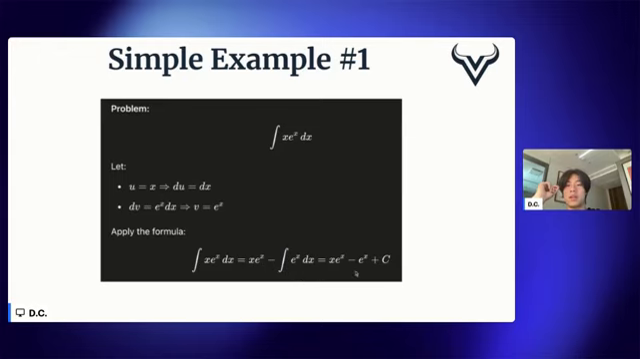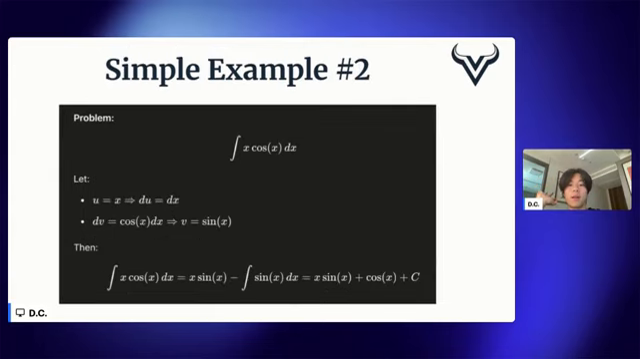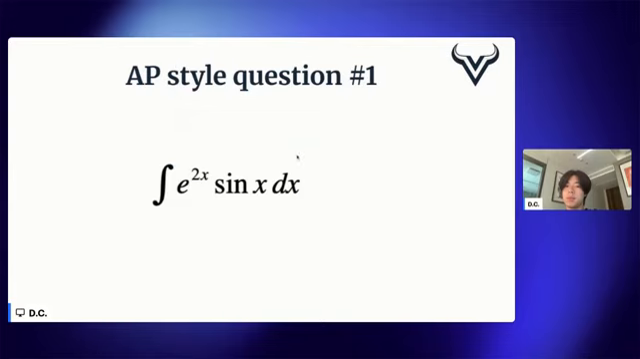You'll see that this is just simply plugging in. This one is similar. If there's an x, identify it as u always, and then cosine x becomes dv, and after integration v is sine of x. Then we can plug in. It becomes x sine x minus the integral of sine x dx, which is x sine x plus cosine x plus C.